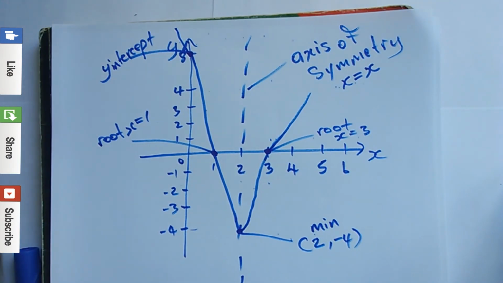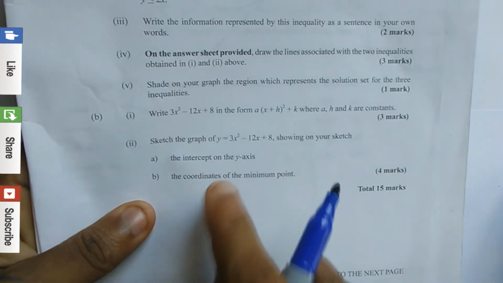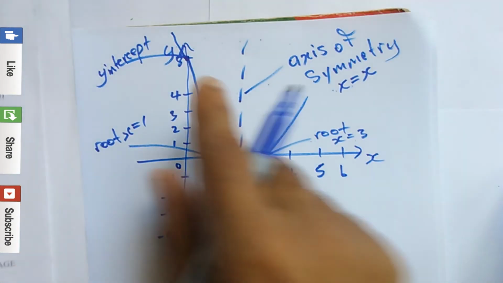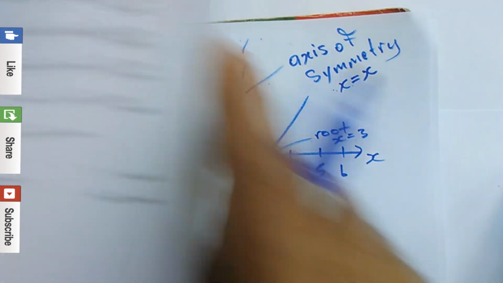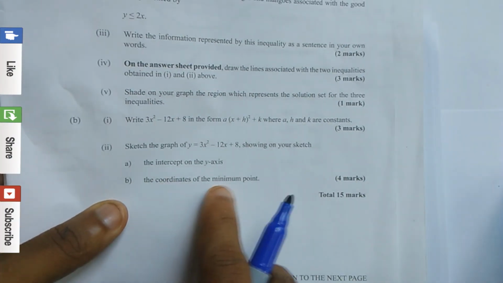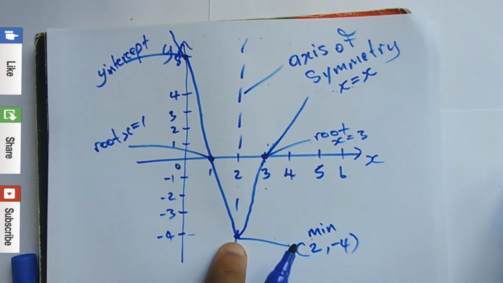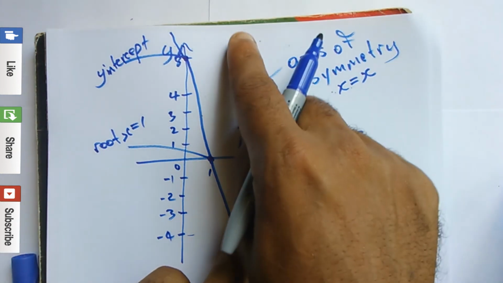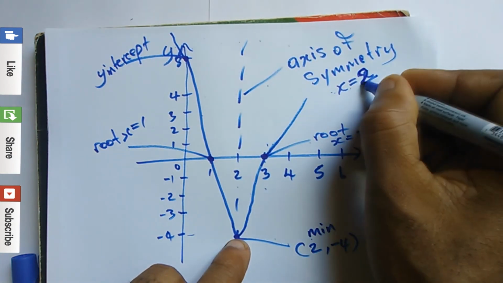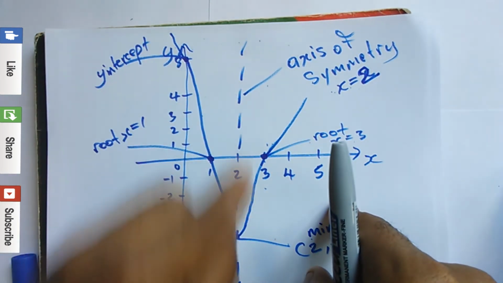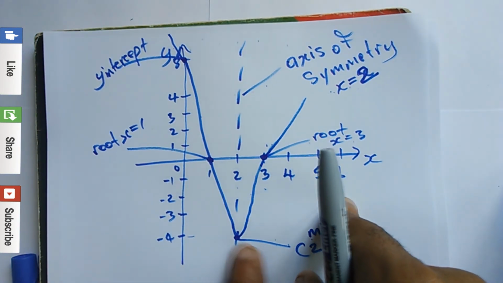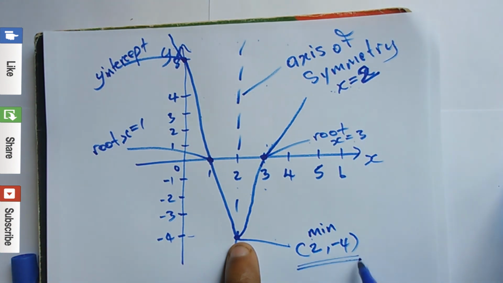So with the question, they said we were supposed to show what? They said we were supposed to show the intercept on the y-axis. So the intercept on the y-axis is this point, and they said we're supposed to show the coordinates of the minimum point. So this is the coordinate of the minimum point. Remember, to get the coordinate of the minimum point, we would combine the value for the axis of symmetry, which is 2, and the minimum point for f of x. So that is how we would get the coordinates for the minimum point.